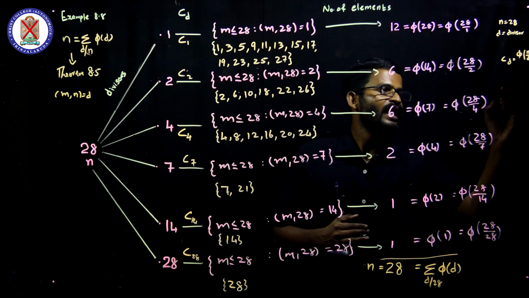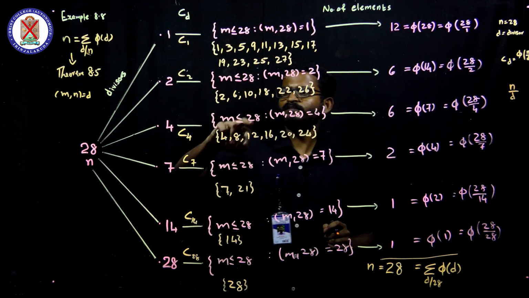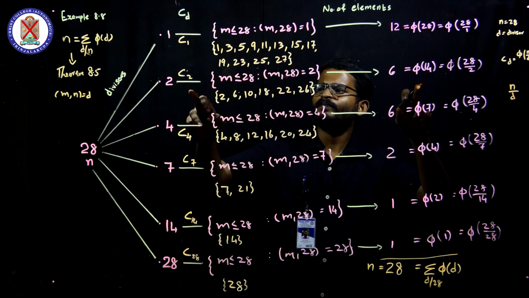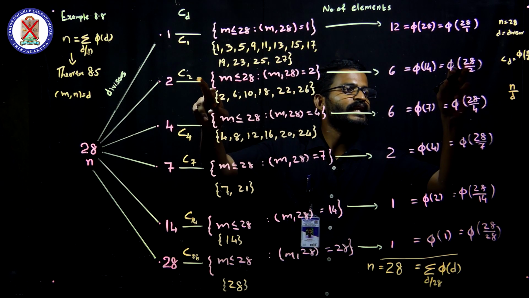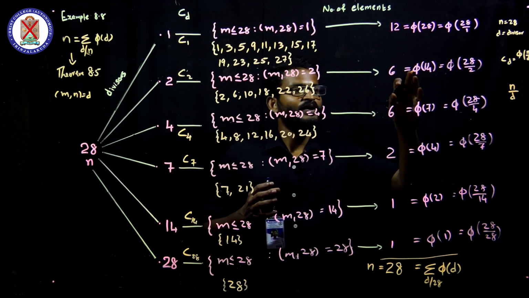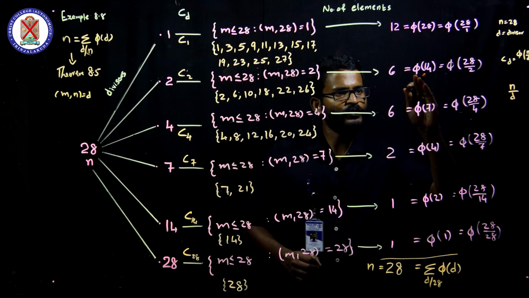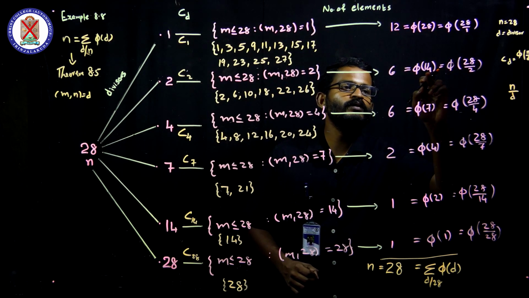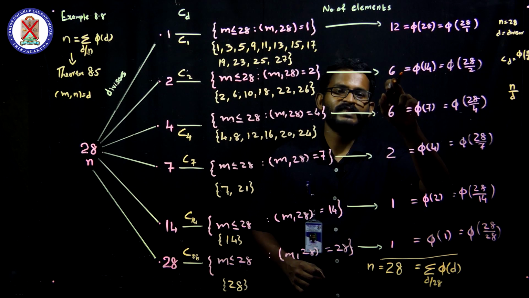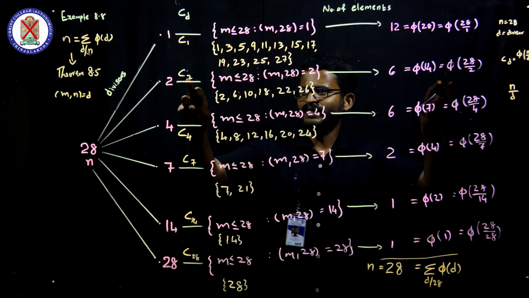And now my aim is to evaluate the number of elements in Cd. For that, first consider n by d. For example, in this example, I wish to evaluate the number of elements in C2. For that, I consider 28 by 2, which is 14. And what is phi of 14? Phi of 14 means the number of integers less than or equal to 14 and relatively prime to 14, and that number is 6.